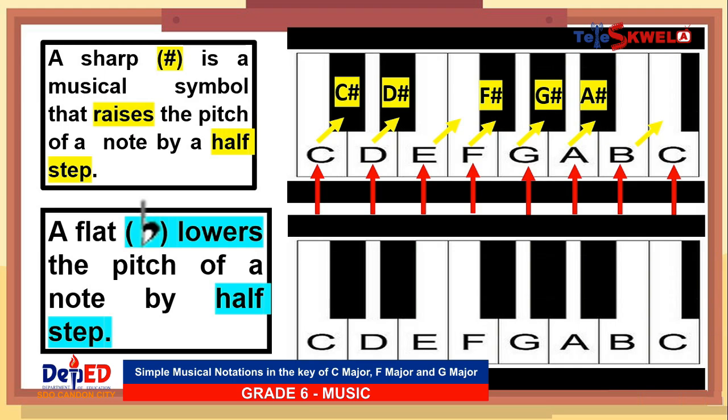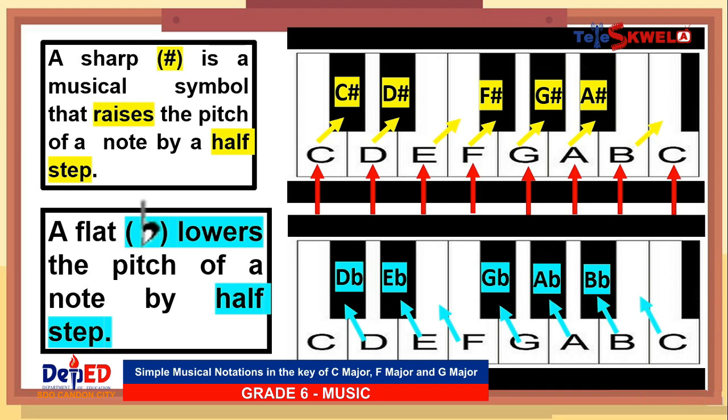A flat lowers the pitch of a note by half step. Again, the white keys are named C, D, E, F, G, A, B, and higher C. If we are going to lower them all by a half step, D becomes D flat, E becomes E flat, F becomes E, G becomes G flat, A becomes A flat, and B becomes B flat, and C becomes B.